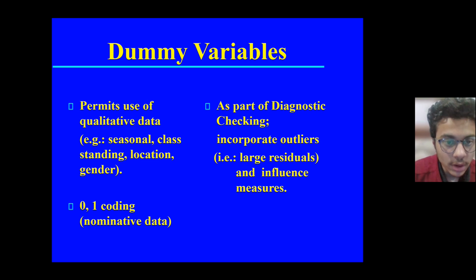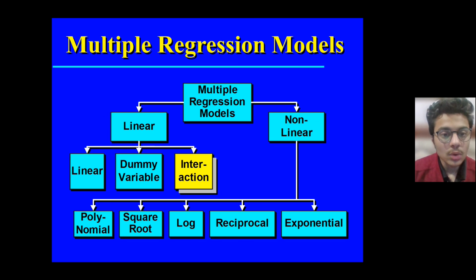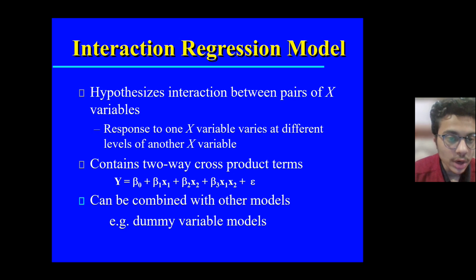0-1 coding, nominal data. Now we look at the interaction regression model. The hypothesis is that there is interaction between a pair of x variables: the response to one x variable varies at different levels of another x variable. It contains a two-way cross product term. Y is equal to this equation, and it can be combined with other models, for example dummy variable models.